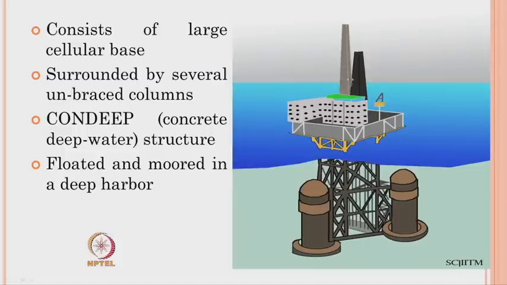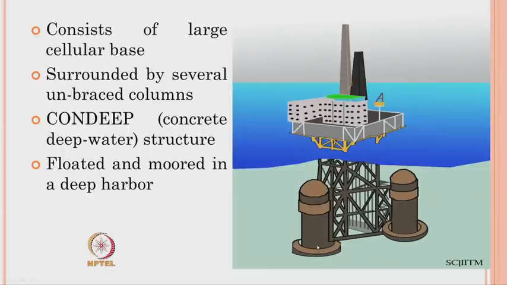Of course, the deck mating consists of the living quarters, the mechanical equipment, the electrical equipment required, the derrick cranes, the flare booms and other essential components which are used for oil and gas production. The platform is surrounded by unbraced columns, because these are not braced, these are independent in nature. They are very massive and rest on the seabed by the sulphate.